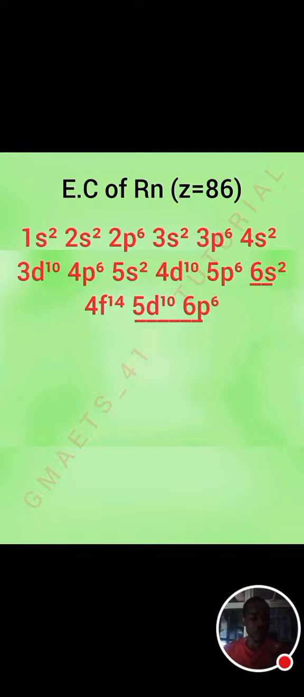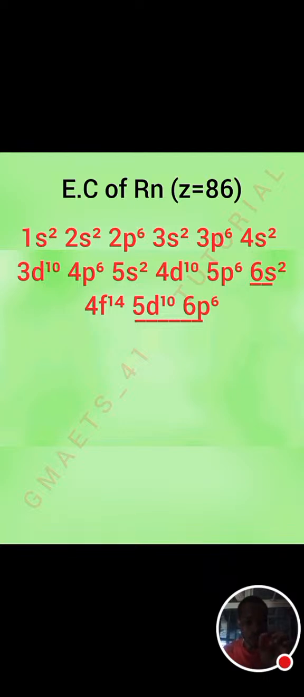Then we will check for n-1, which is 6 minus 1. 6 minus 1 gave us 5. So I underlined that 5. But there is a problem here. I underlined this 5d, but I did not underline 5p. I did not underline 5s. So what is the reason for that?